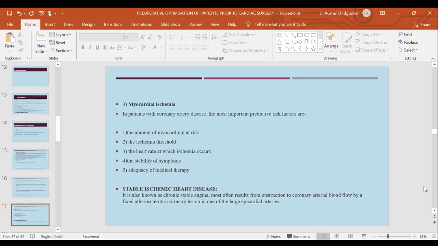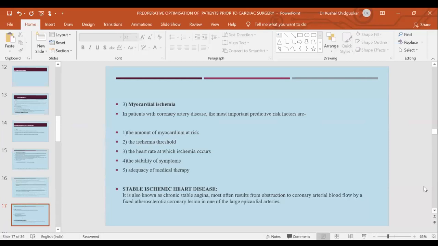Now, what is stable ischemic heart disease? It is also known as chronic stable angina. Let us go back to these 5 points that you mentioned. Can you elaborate as to how exactly you would put them to use in your clinical practice? The first point is the amount of myocardium at risk. That means how much area, in what walls of the left ventricle, do we have hypokinesia, akinesia or dyskinesia.